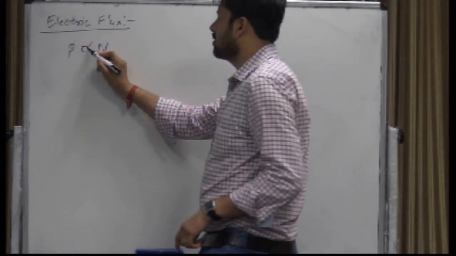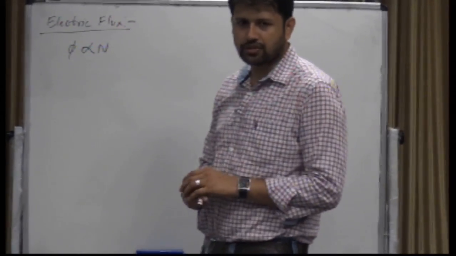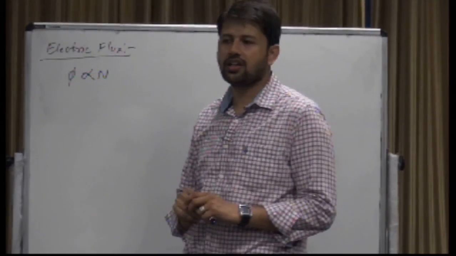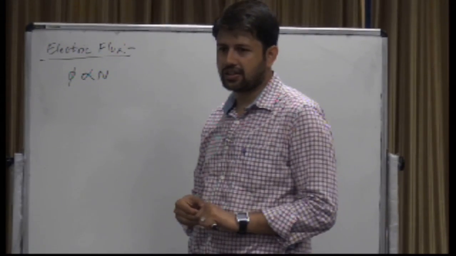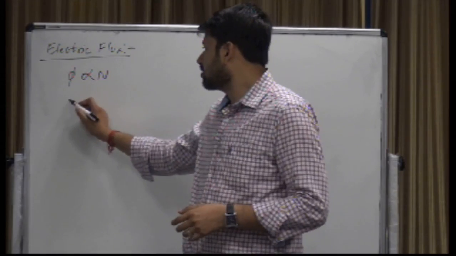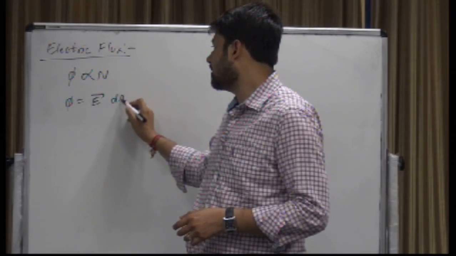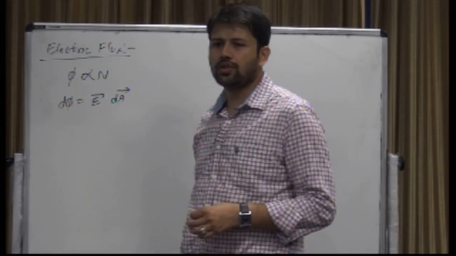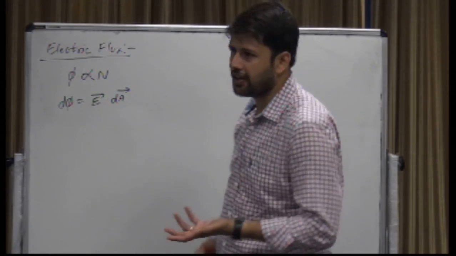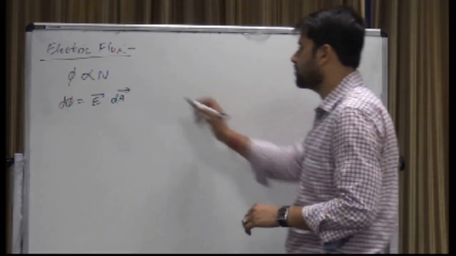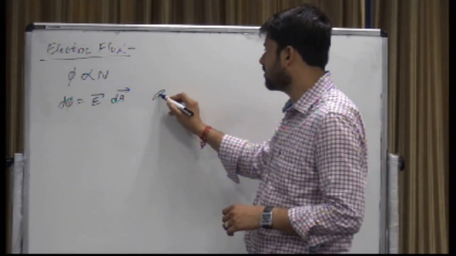So it is proportional to the field lines, not exactly equal, proportional to the number of field lines passing through an area perpendicularly. Is it okay? So flux mathematically is E dot dA, d phi, through a small surface. Why am I taking it as a small surface? Because let us say this is the small surface.